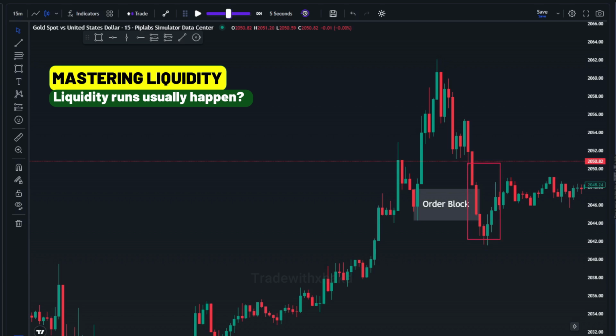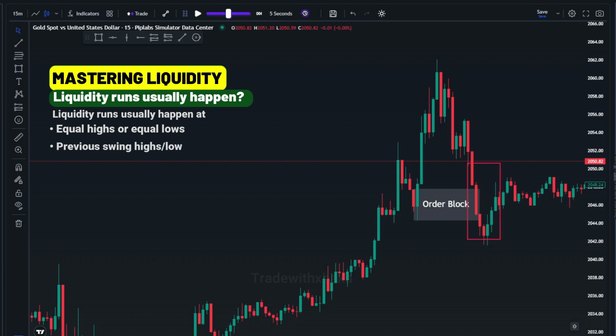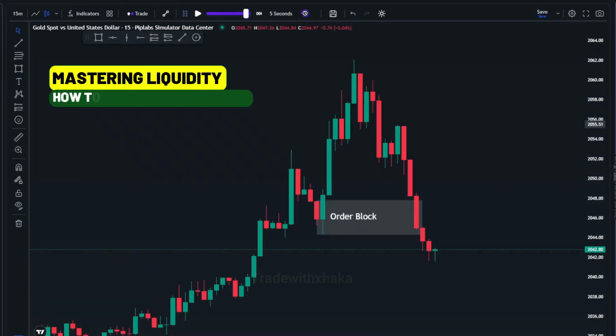Liquidity runs usually happen at equal highs or lows, previous swing lows or highs, support and resistance levels, session highs or lows. These are traps. The market runs through the level, takes out stops, then moves in the opposite direction. We have given numerous examples of swing highs and lows. We don't have to give it this time. Let's look at an example of how a liquidity run happens, using this swing low example on our screen.